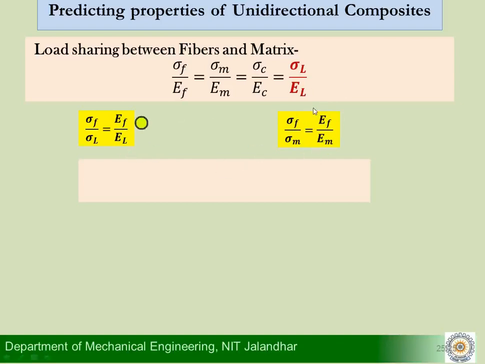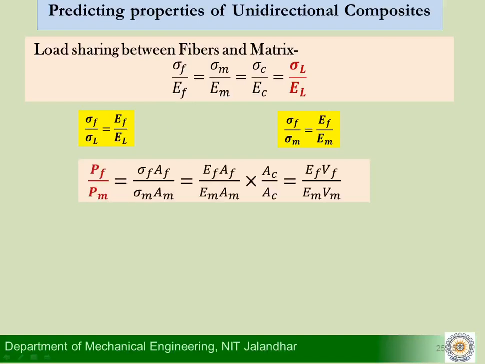So we are getting these two expressions from the first expression which we derived in the last slide. Okay. So moving forward, if I want to find out the ratio between the load taken by the fiber, that is PF, to the load taken by the matrix, that is PM.